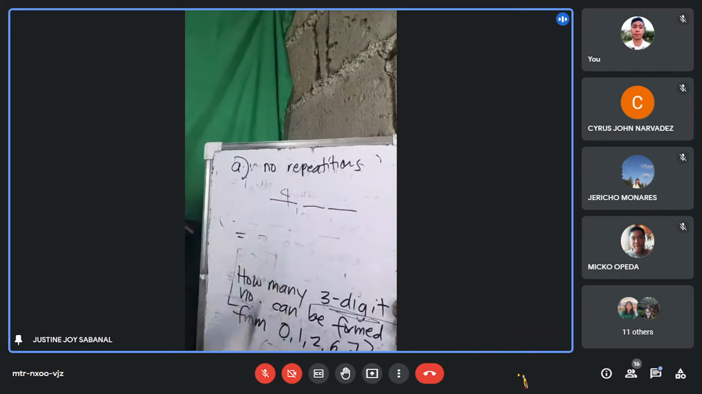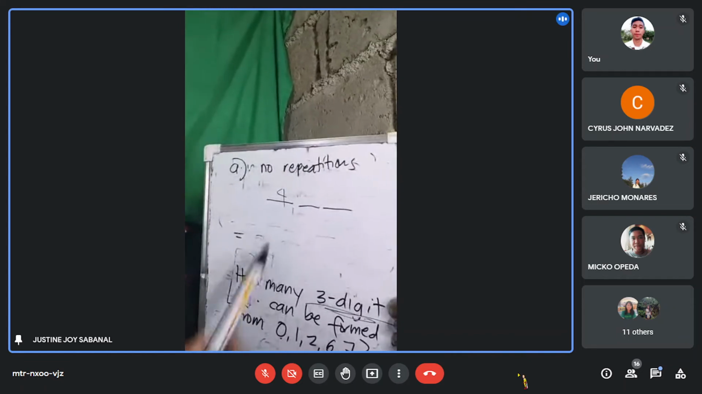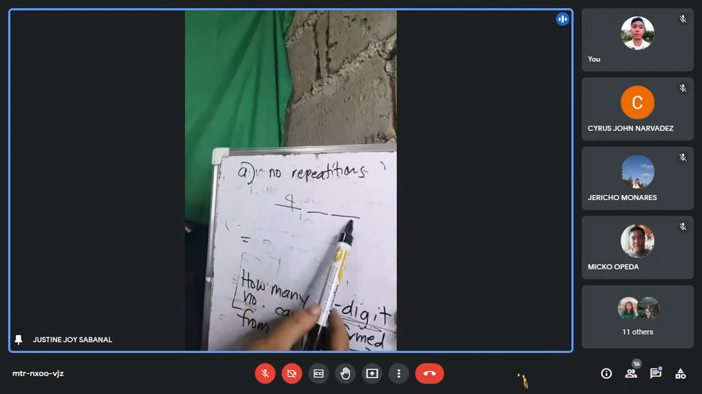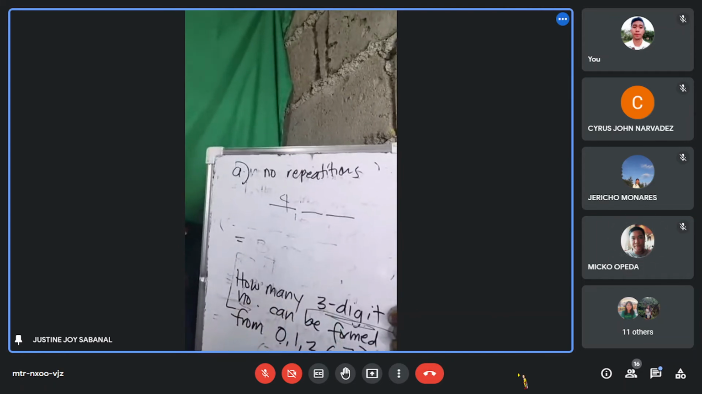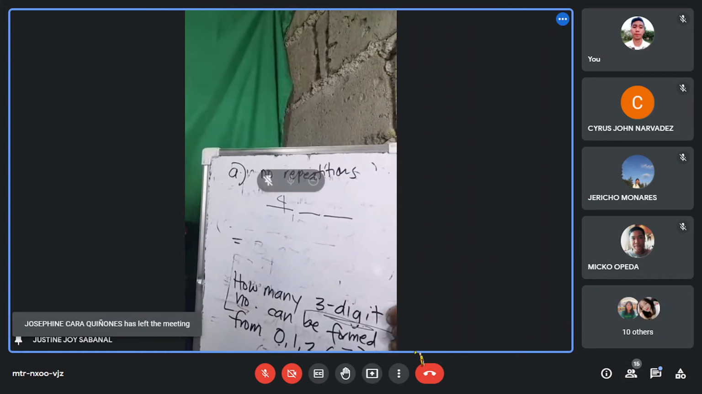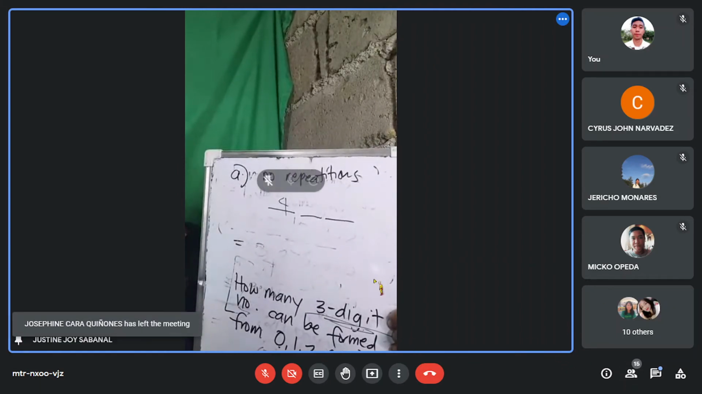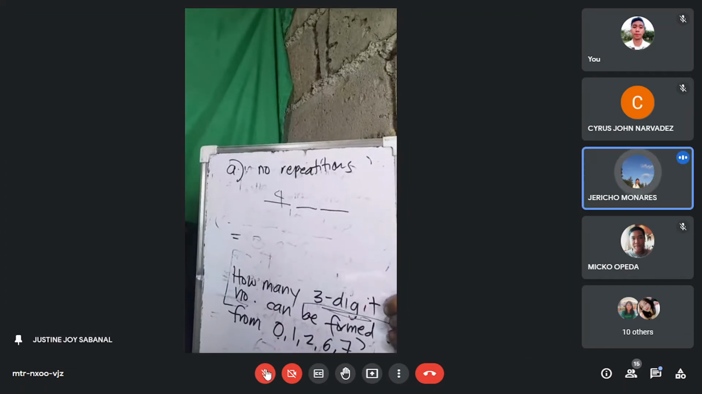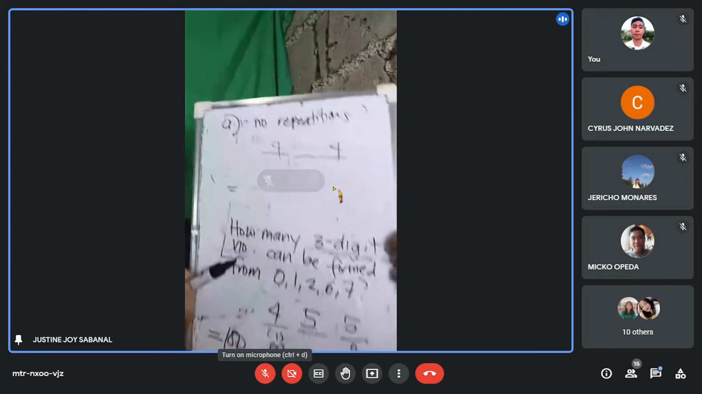So, 4 pa rin dun sa unahan, sa hundreds place. So, ginamit mo na yung isa, ilan yung option mo dun sa kabila? So, ones digit. Four po. Okay. So, 4 na lang.